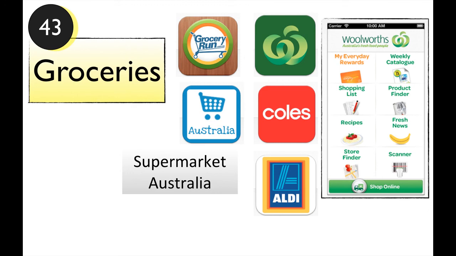where you can put in your grocery list, you can put in recipes. It will tell you what aisle to find things in. You can scan with the Woolworths app. You can actually scan the price and use it as a QR code reader, a barcode reader. If you can be bothered, who can be bothered with that?